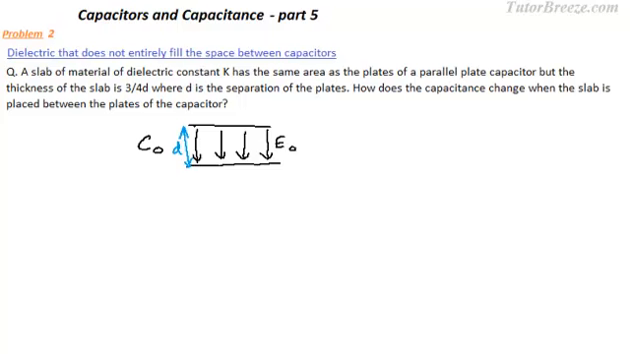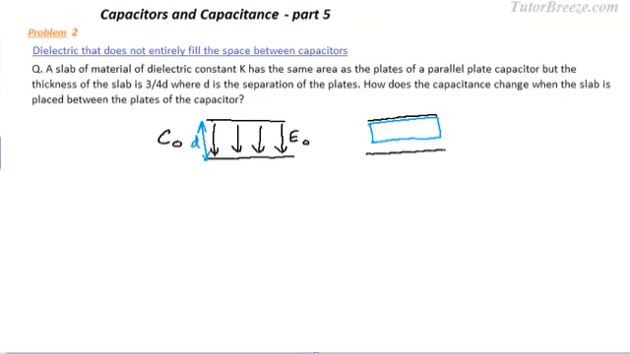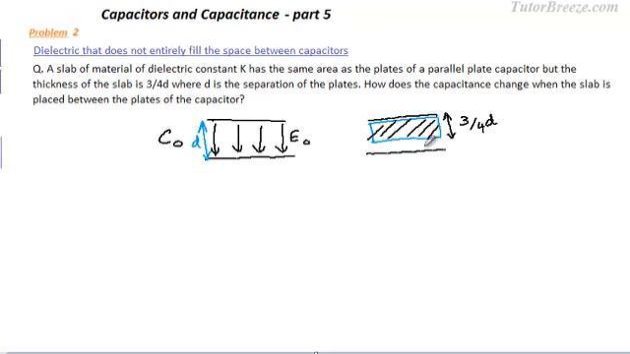So in that case we'll just draw this capacitor once again, and we'll place a dielectric in between the plates of the capacitor, and let's say that this fills about 3/4 of the space between the two plates. So now we want to find the changed capacitance. And to find the changed capacitance, we'll have to first find the changed electric field between the plates of the capacitor.